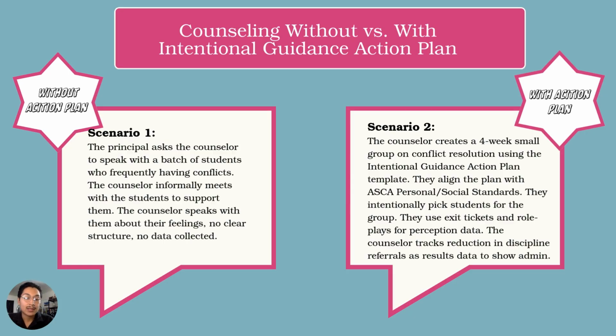So they use exit tickets and role plays for perception data as a counselor. Exit tickets, as we discussed earlier, or in my experience, self-assessments. And then the counselor tracks reduction in discipline referrals as outcome data to show admin. Of course, this is a really important piece: you can at least create an action plan and get data from it, rather than just addressing the need the principal wants you to and just speaking with them, right? You can't really get much of a data point from that.